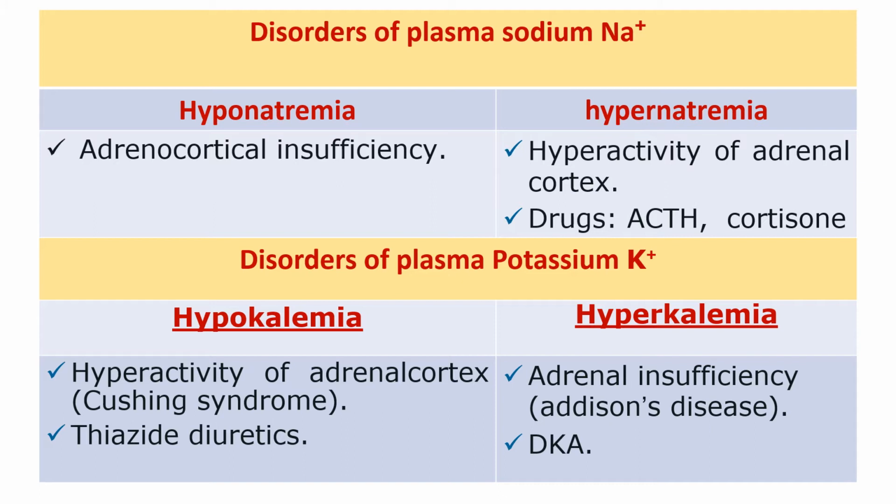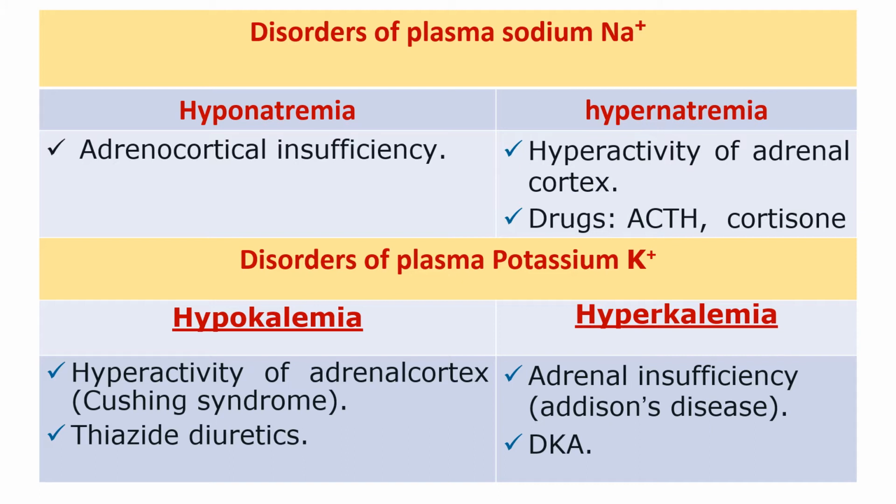It increases sodium in the blood, and at the same time it decreases potassium in the blood. So hyperactivity of adrenal cortex also leads to hypokalemia. So hyperactivity of adrenal cortex or glucocorticoid increases sodium and at the same time decreases potassium in the blood. On the other hand, if there is adrenocortical insufficiency, meaning decreased glucocorticoid, this will decrease sodium level in the blood and also at the same time increase potassium in the blood.